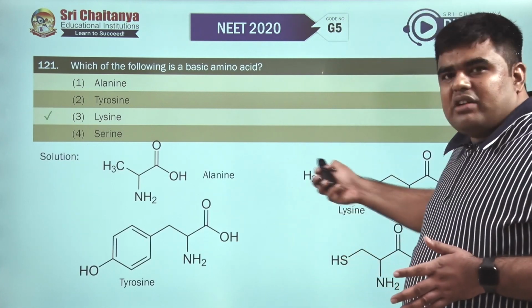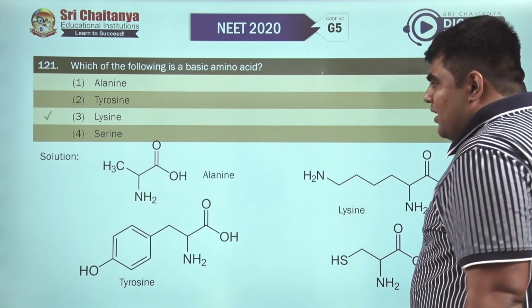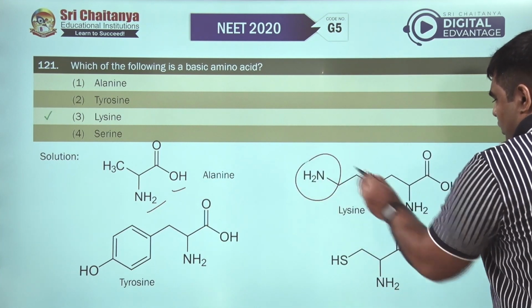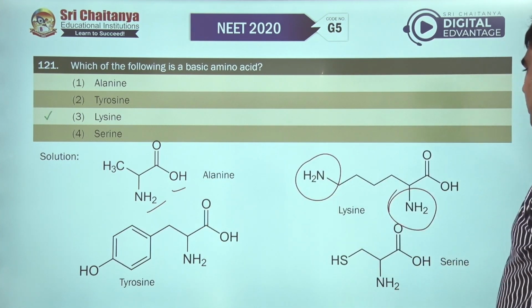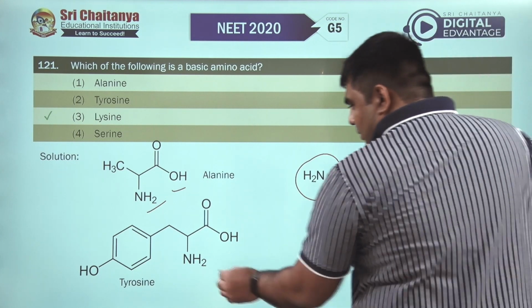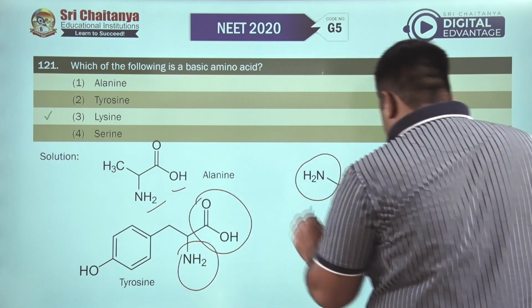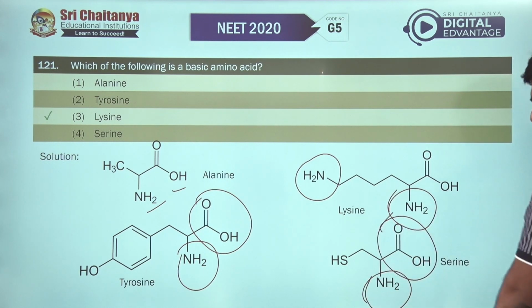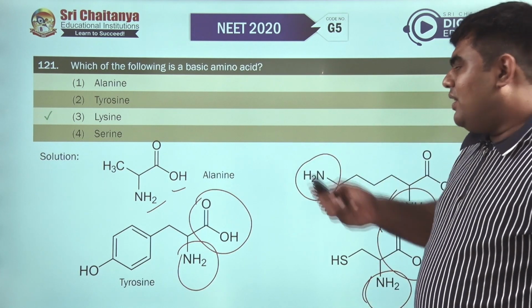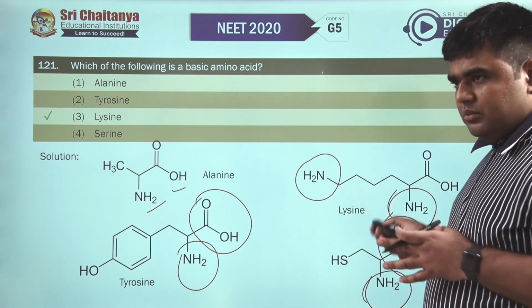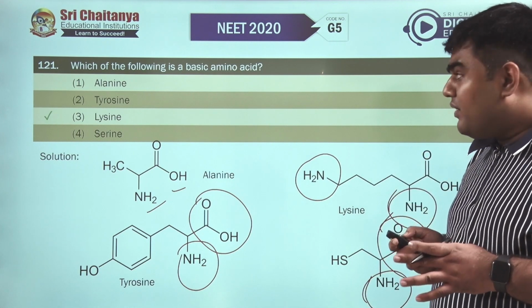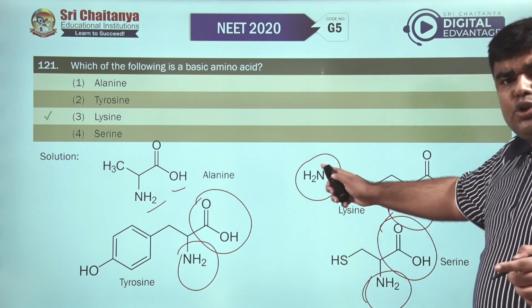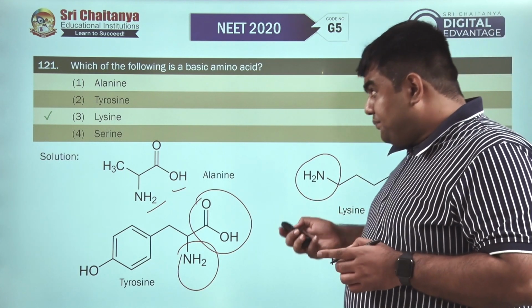If we go for the structures, we have alanine, that is having 1 NH2, 1 COOH, and then we have lysine, we have 2 NH2 groups. Tyrosine, we have 1 NH2, 1 COOH, and serine, we have 1 NH2, 1 COOH. So lysine is the correct solution for question number 121. That is the third option. In lysine, we can have 2 NH2 groups together.